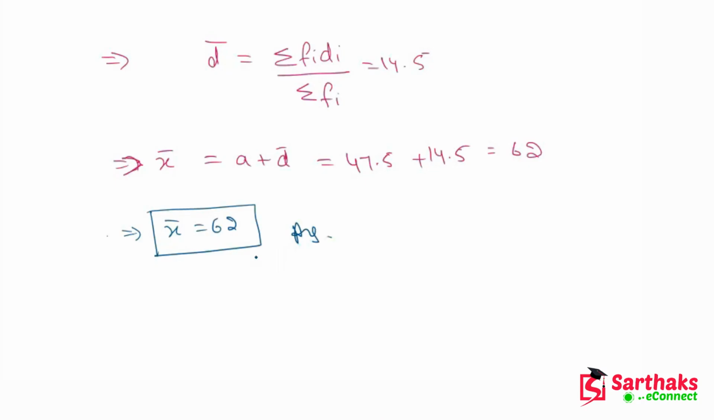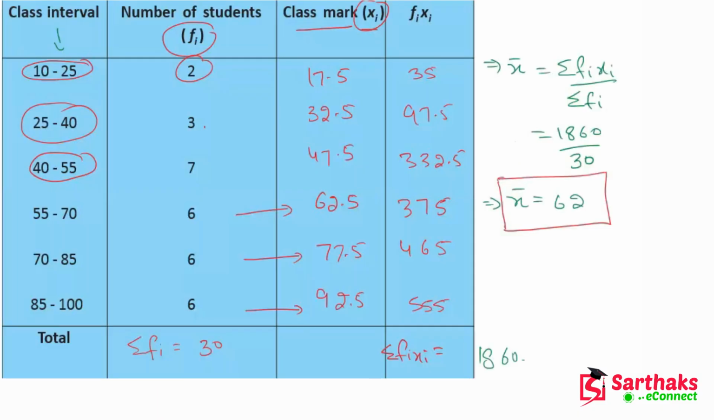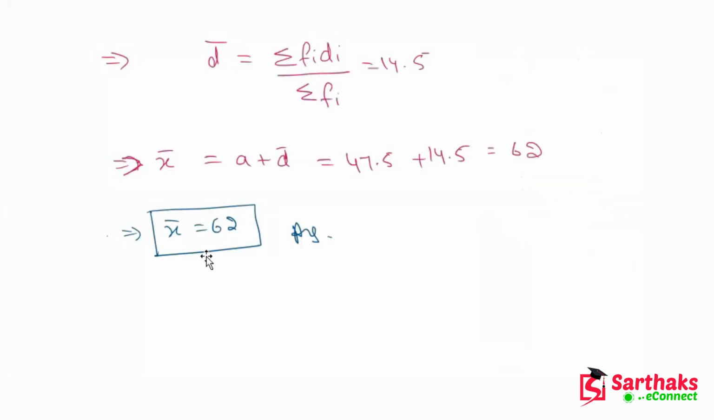My dear friends, if you observe, if we find the mean from any method, be it the direct method or the assumed mean method, the answer will be the same. In the direct method, the answer is 62. In this assumed mean method, the answer is again 62. Whatever method you apply, the answer will be the same. But for questions with very large data, we have to use these methods. I hope you understand these questions.